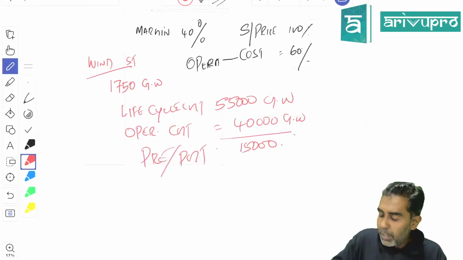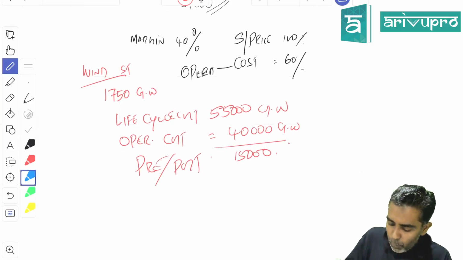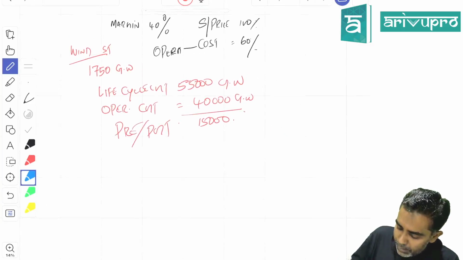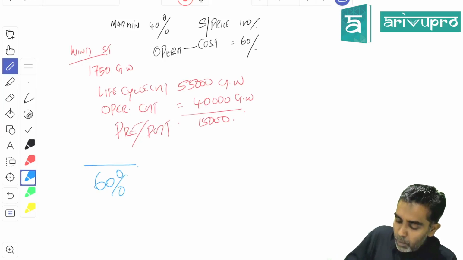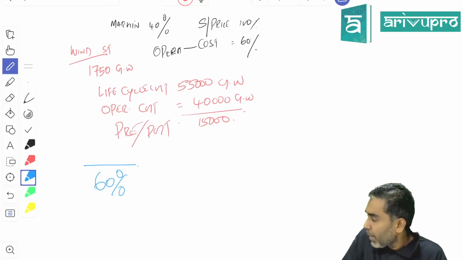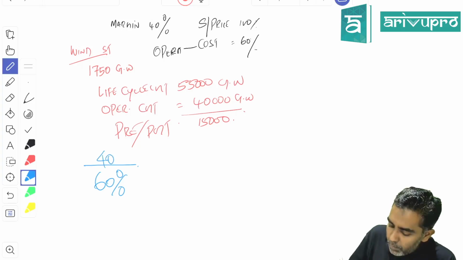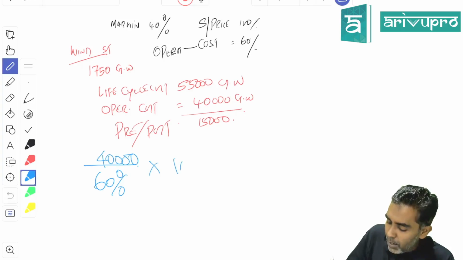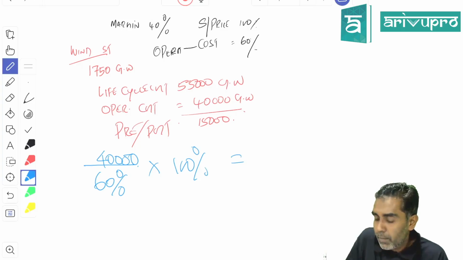Now, you know the margin, how many percentage? 40%. Therefore, 60% is cost. Agree with me? Operating cost, which is given as how much? $40,000 is 60, times 100 would give you the selling price. How much is the selling price?